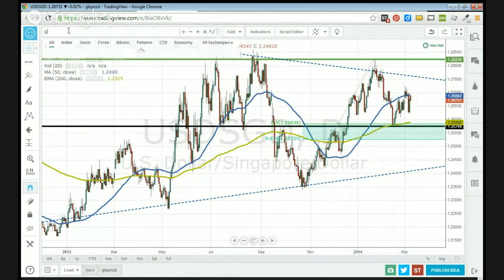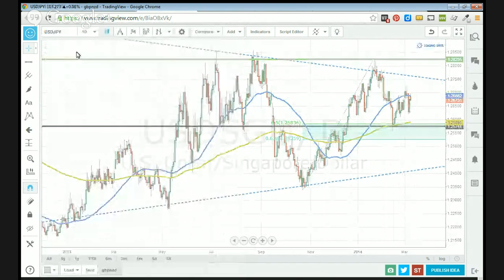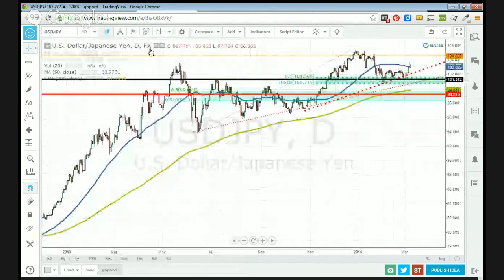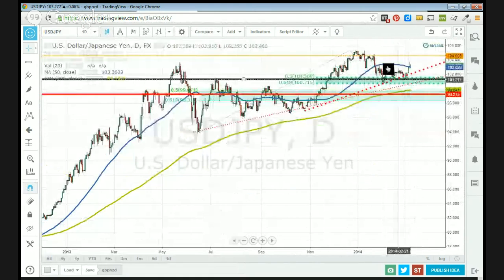Just to go back to dollar yen real quick. I feel like I glossed over that very quickly. I had the order to go long here, and if it falls there, it's still a reasonable entry point. Other than that, I don't want to really do anything with dollar yen.